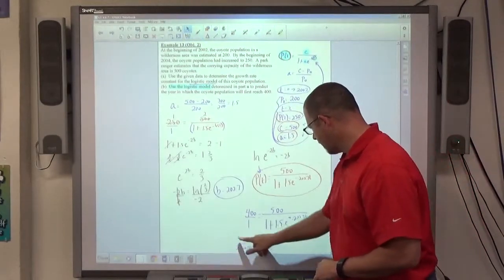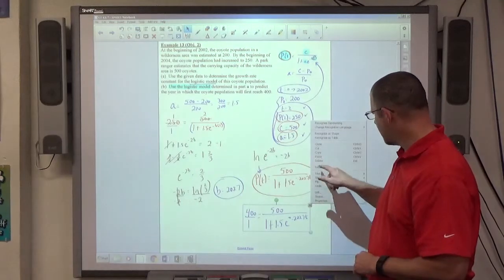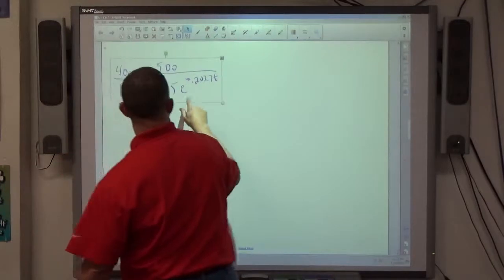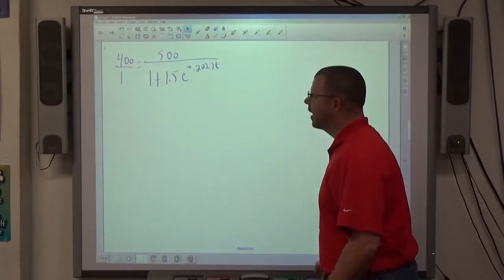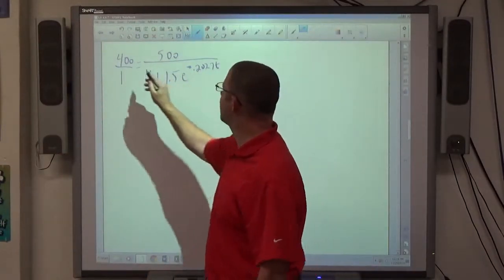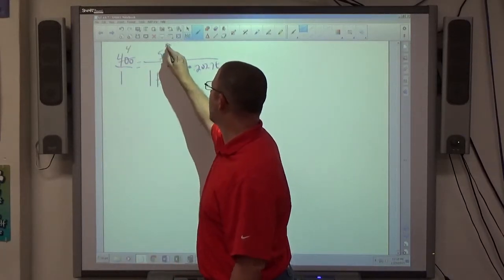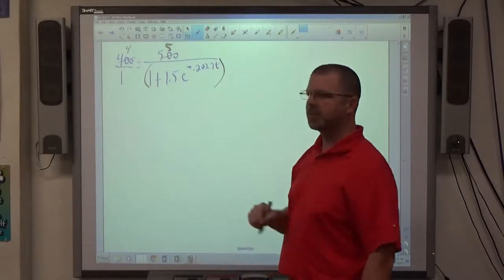And just for the sake of making it easier to see, I'm going to copy that, go to a new page. So that's what I'm trying to solve. Again, solving it the same way, reducing first, 400 and 500 reduced to 4 and 5. Again, it doesn't get down to that one level this time, but at least it's easier.